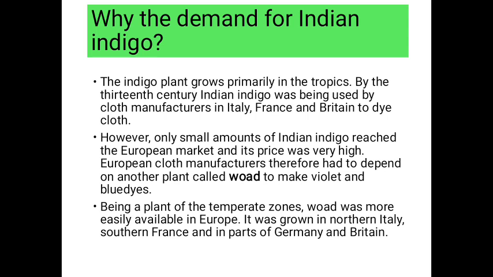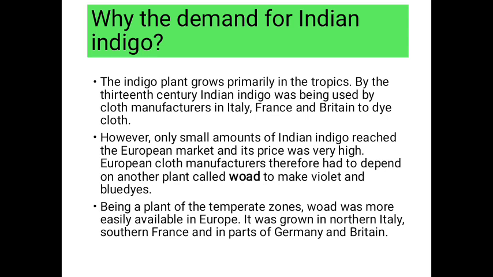The answer to the question is that the indigo plant grows primarily in the tropical regions. They are the best suitable regions for the growth of indigo crops. Because of that, by the 13th century, Indian indigo was being used by cloth manufacturers in Italy, France, and Britain to dye the cloth.